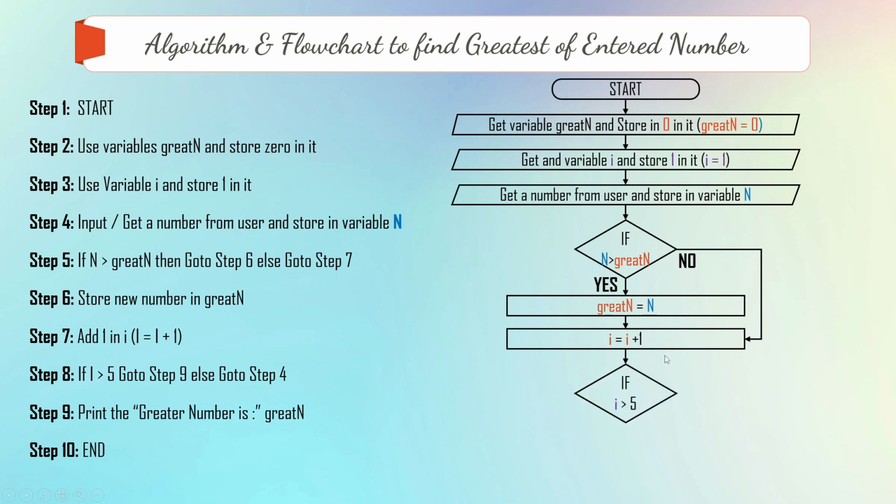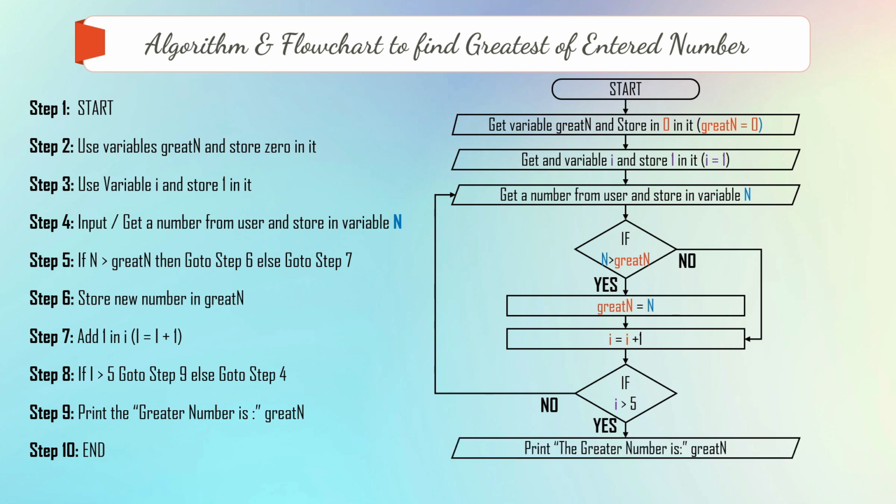That is, if I is greater than 5, because we have to do this for 5 numbers, right? So until this condition is satisfied, it will continue asking the user for a number N. It will store the number and check whether the number is greater than greatN. If the number is greater, this new number will become greatN. Otherwise, it will come to incrementing the value of I and this step will be skipped. So this iteration will continue 5 times. Once this iteration is done, we have got the greater number in the greatN variable and the program will end.